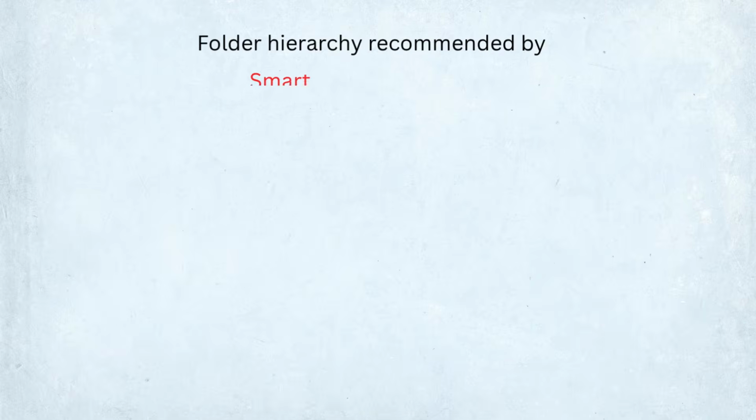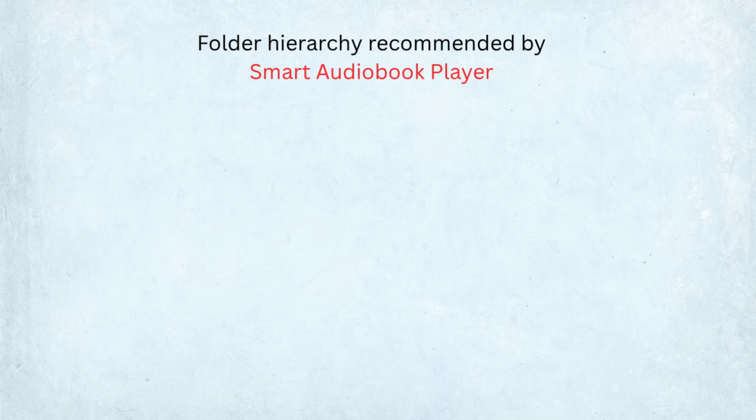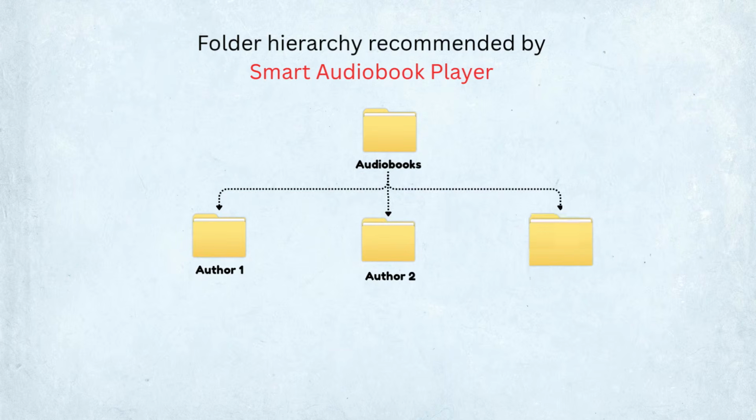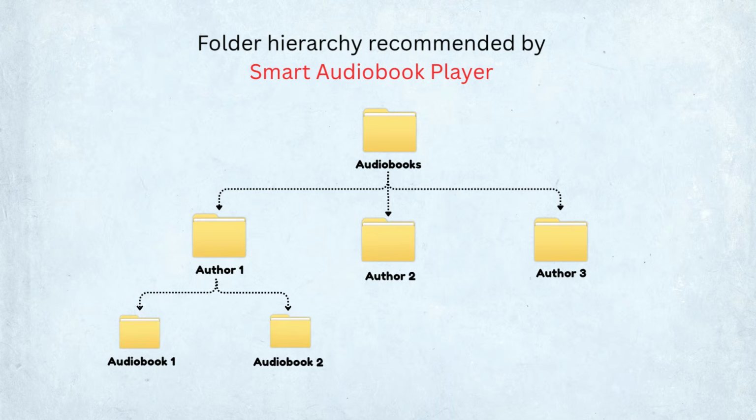Let me explain the folder hierarchy that Smart Audiobook Player recommends. First, create a main folder called Audiobooks. Inside that, create separate folders for each author. Then, inside each author folder, create a separate folder for each book.